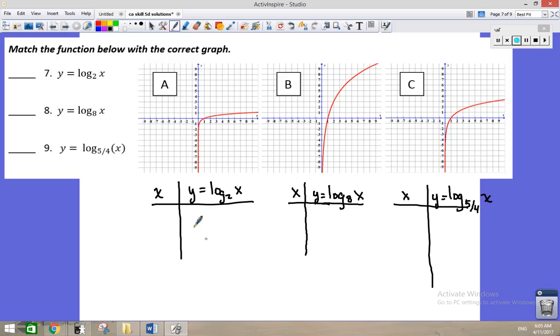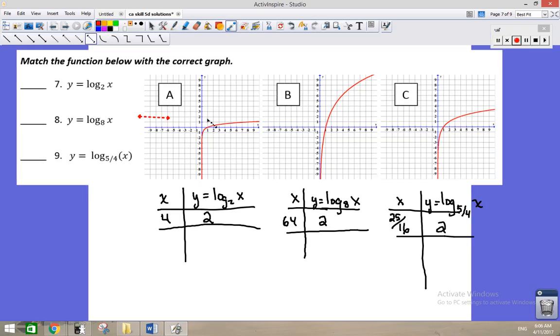Alright, so normally when we have functions, when we're plotting points, we plug in different x values to calculate the y. Because of the nature of these logarithms, that the y is the exponent, it's easier to plug in. When the exponent is 2, 2 squared is 4. When the exponent is 2, 8 squared is 64. When the exponent is 2, 5/4 squared is 25 over 16. So in each case in this table, y is equal to 2.